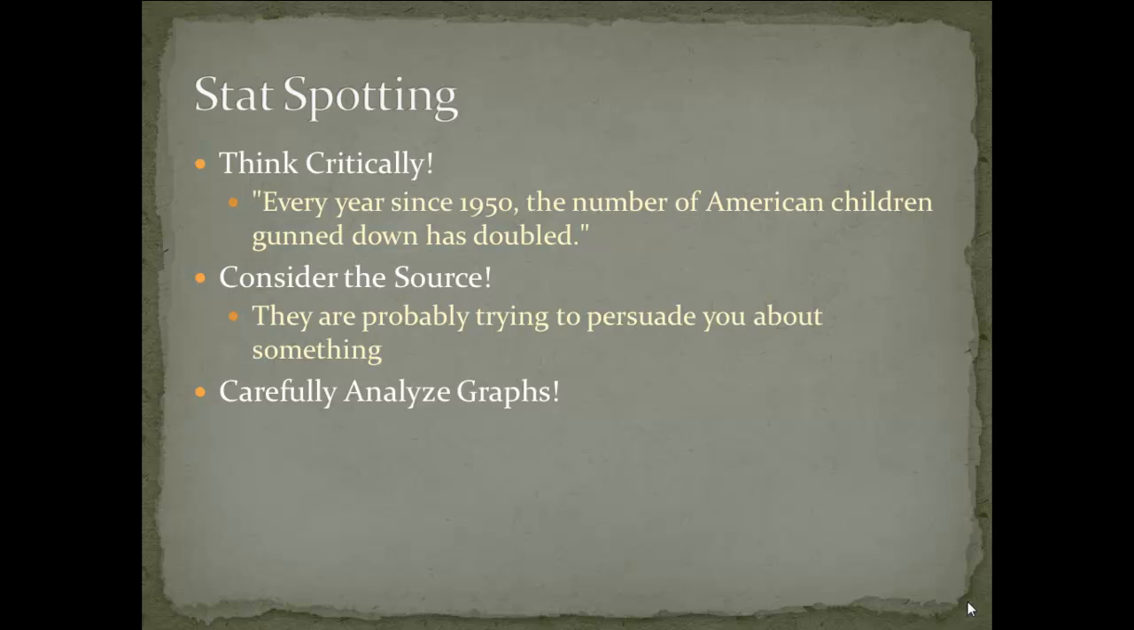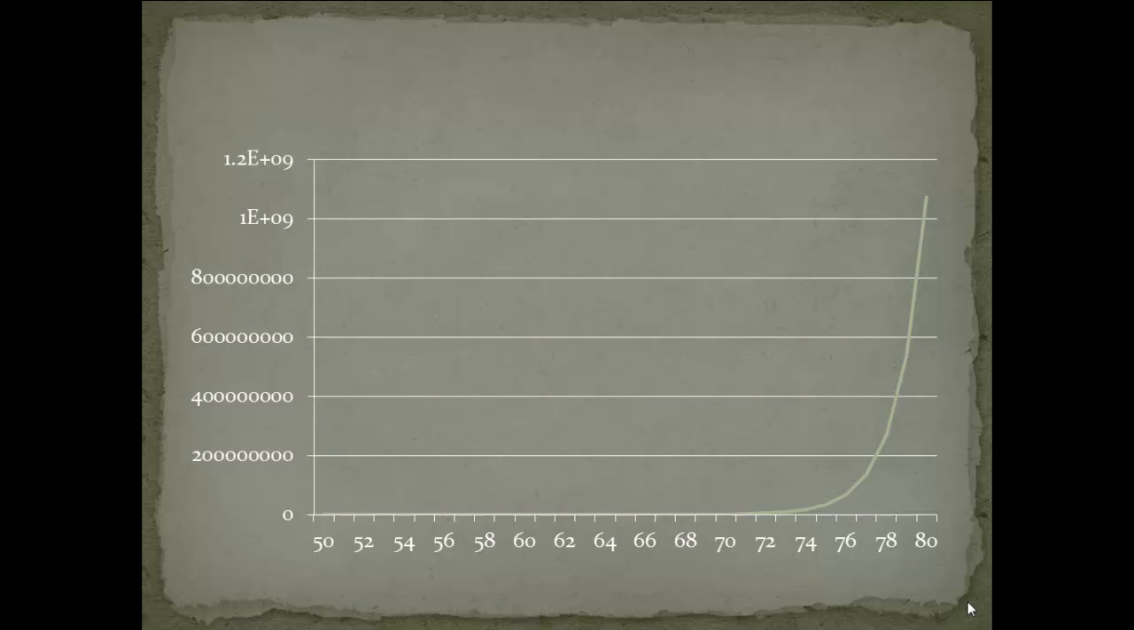So here's a quote from the Joel Best book. It was in a dissertation, and then I believe it was also published in an article. And it says, every year since 1950, the number of American children gunned down has doubled. That is a staggering statistic. Makes sense on the surface if you don't think about it. If you think about it, though, this is impossible.